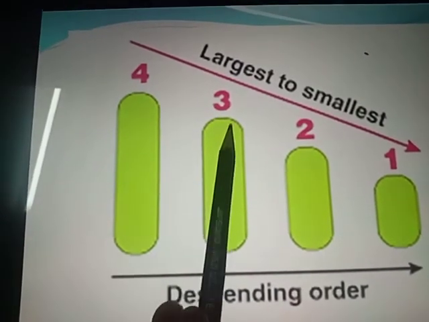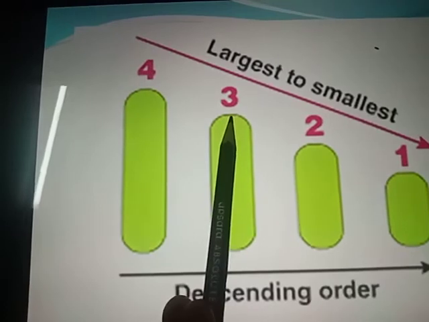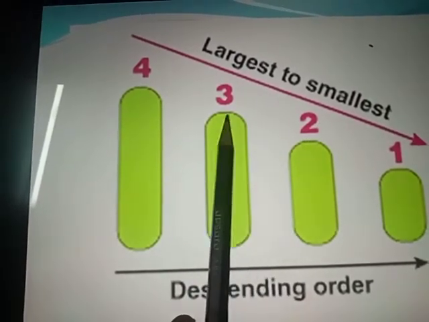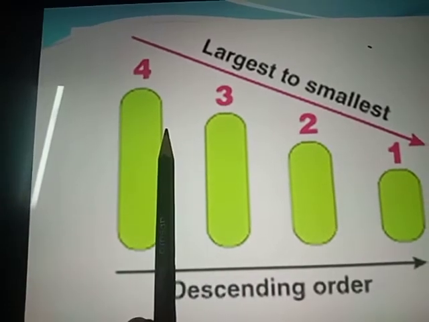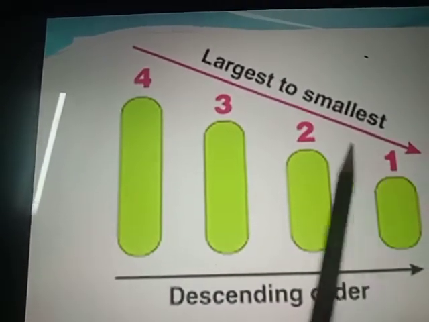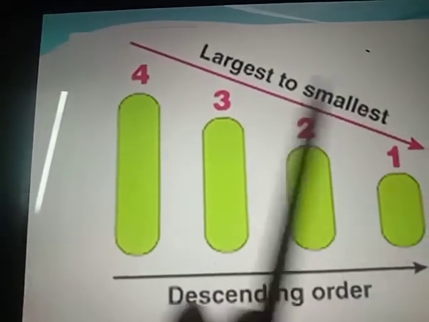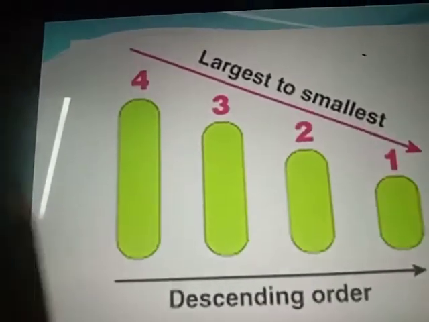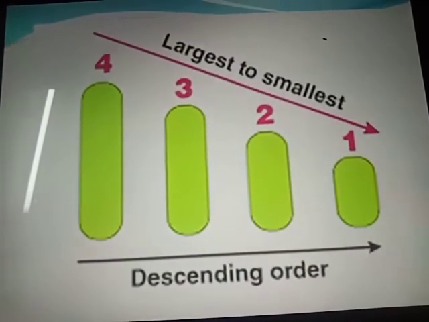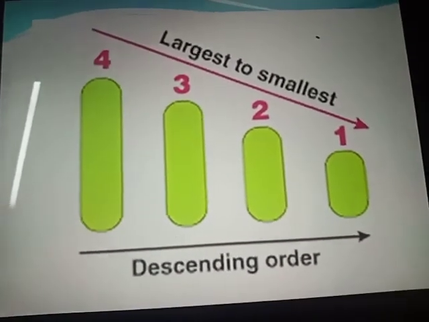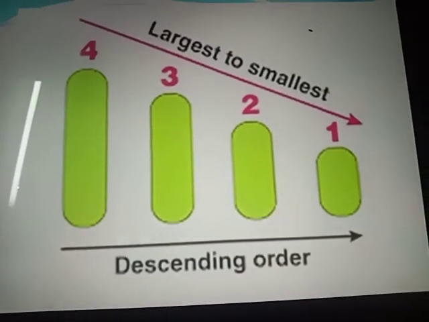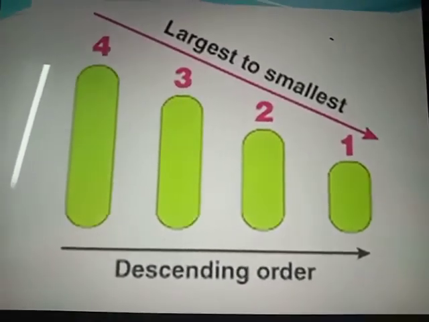Then 3 is smaller than 4. Yes, after 3 what is written? 2. 2 is smaller than 3 and 4. Yes, then the last number written is 1. So 1 is the smallest among these numbers. So this becomes a descending order. My mistake, descending order. So descending order means largest to smallest. Largest to smallest is descending order.